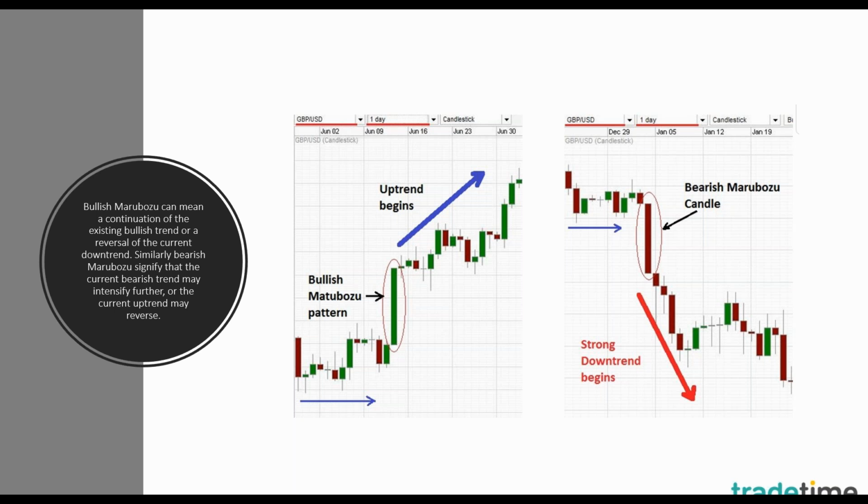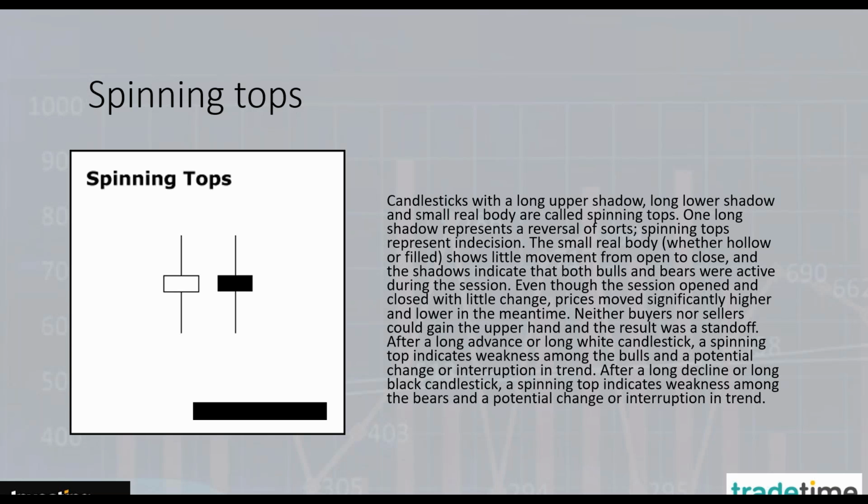During an uptrend or sideways moving market, if a bearish Marubozu appears, that's telling us we have a strong downtrend beginning. Okay. Then we have spinning tops. Well, spinning tops look like the story of the bulls and the bears in my story. Spinning tops are candles with long upper shadows, long lower shadows, and small real bodies. Even though the session opened and closed with little change, prices moved significantly higher and lower in the meantime. Neither the buyers nor the sellers could gain the upper hand.